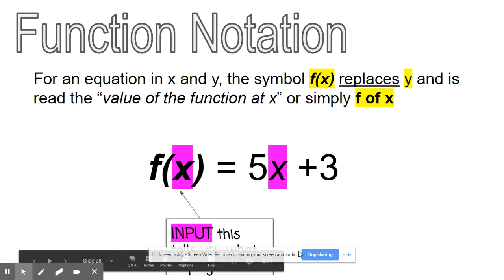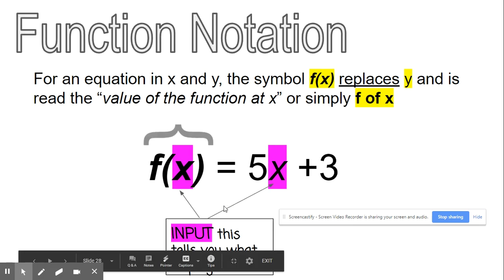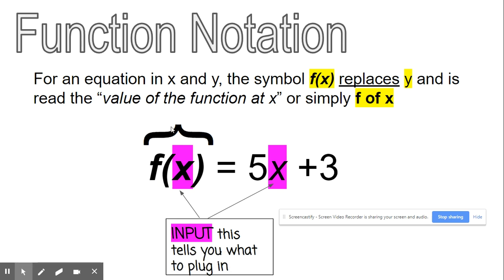In this case, this is your input. This is your x value. It stays the same. It's still x. x is still your input. Whatever you input in parentheses here, you're also going to input in parentheses here. The whole thing, this used to be y equals. This is also now going to be called the output. The output was always y, but now it's f of x. So instead of y, it's f of x.